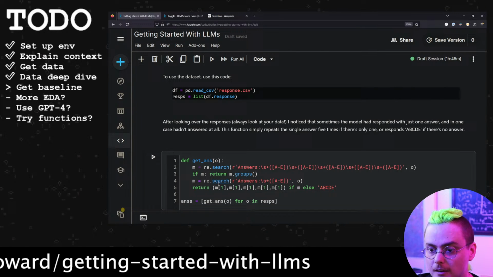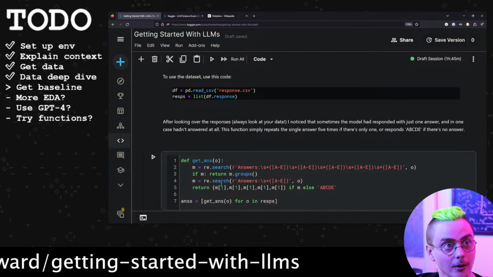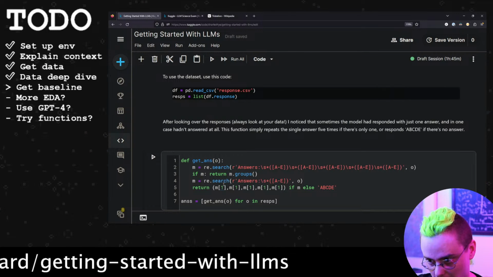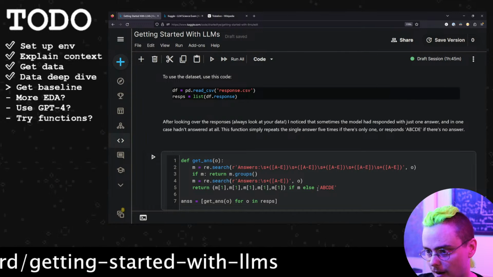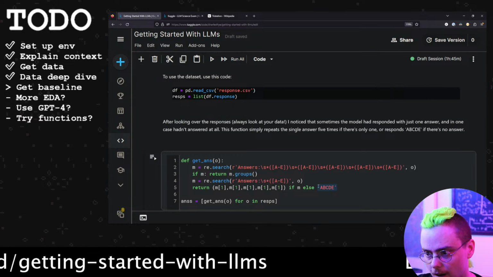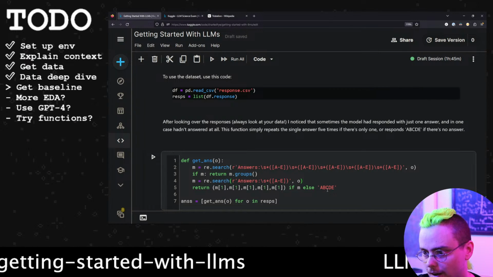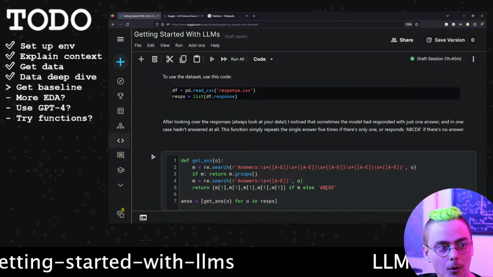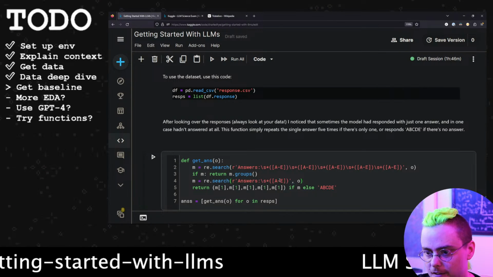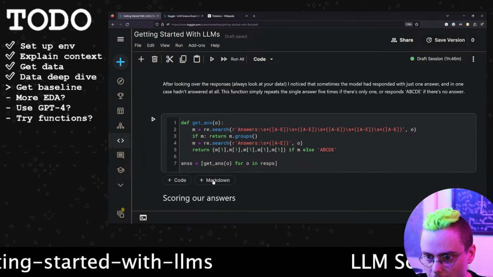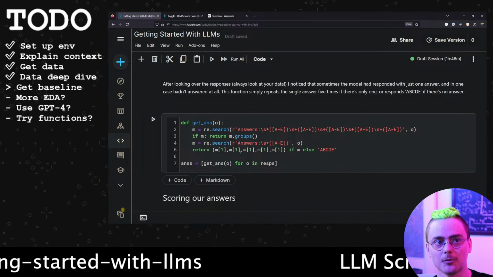And if it didn't do that, it did something else, like it said, sorry, as an AI language model, I can't answer questions about plutonium or whatever, then we just return A, B, C, D, E. This is just some worst case scenario default response. So that's how we turn the output of the language model into answers.